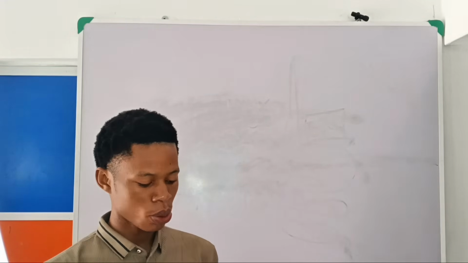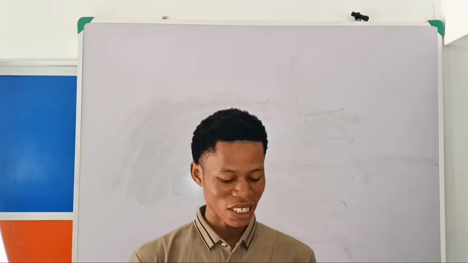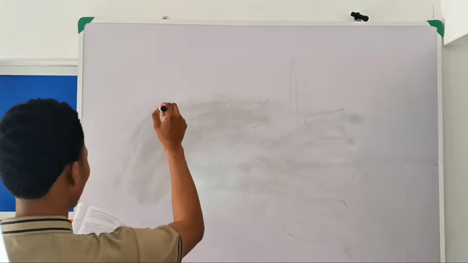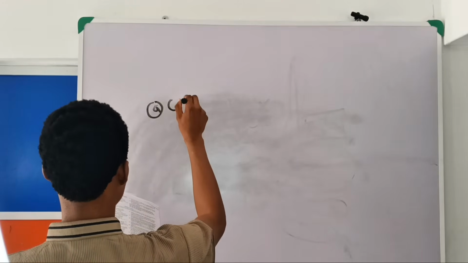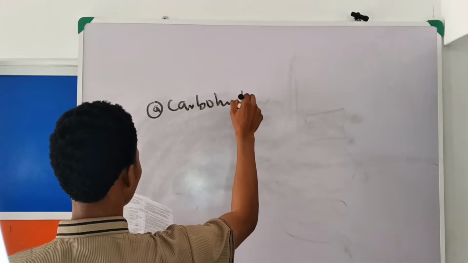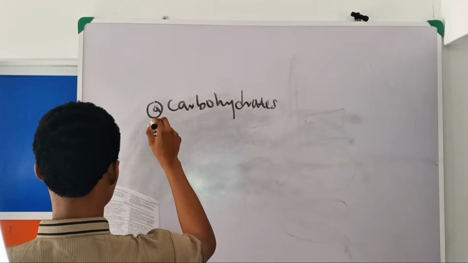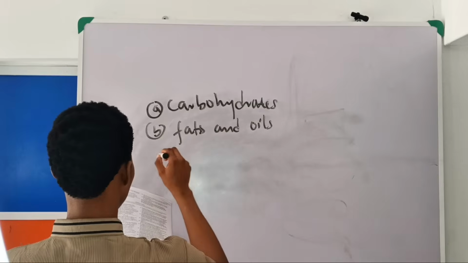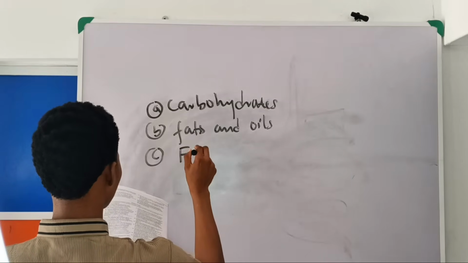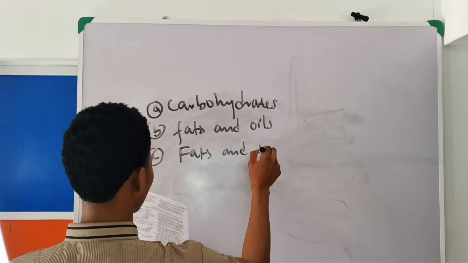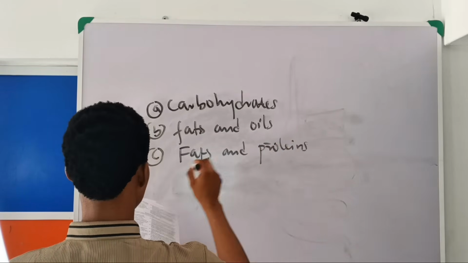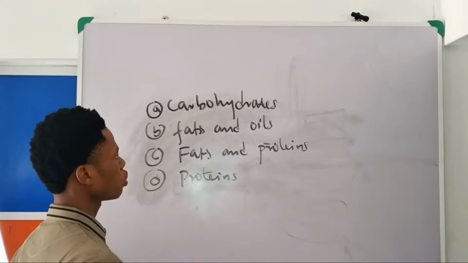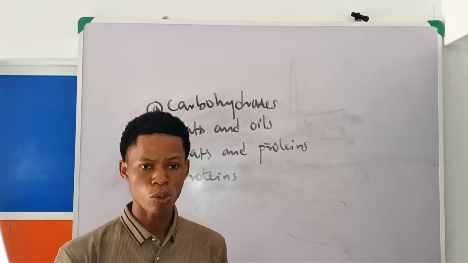Which of the following food substances is digested in the stomach? A. Carbohydrates. B. Fats and oils. C. Fats and proteins. D. Proteins. Now the question is asking which of these is digested in the stomach.